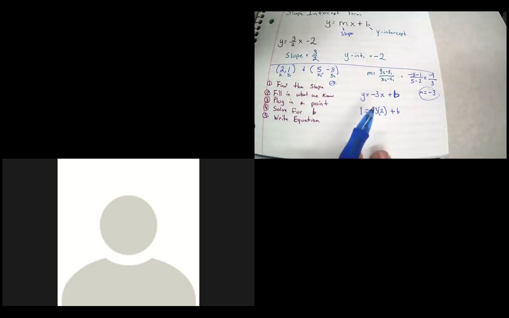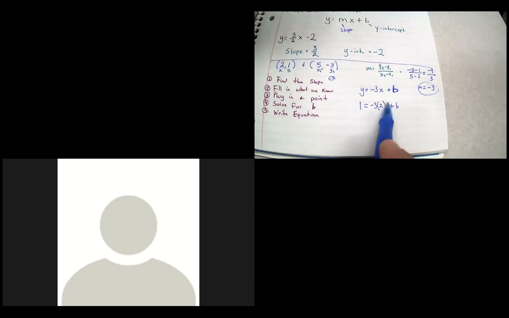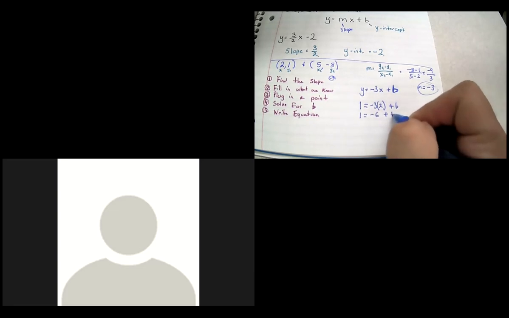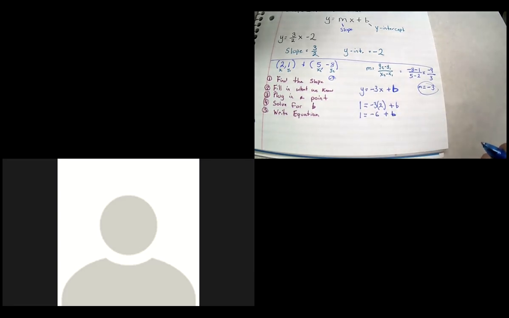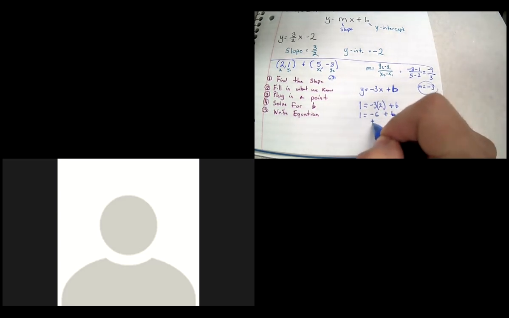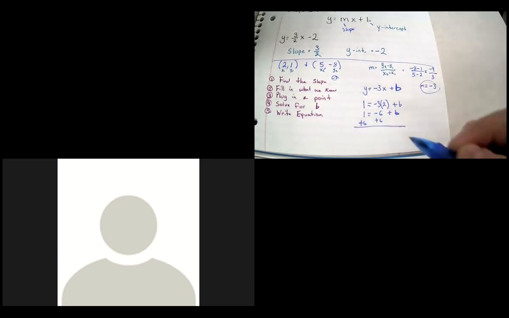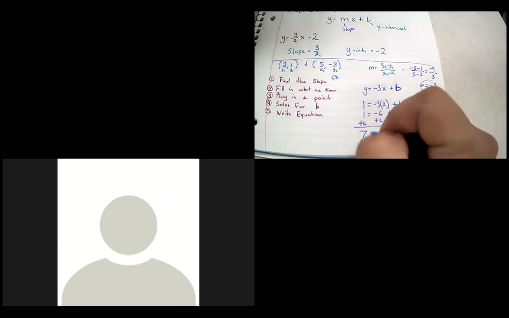Now we're to our fourth step. We're going to solve for b. So we multiply this out. 1 equals -3 times 2, which is -6, plus b. Well, we got a negative number anyways, but it's okay. Now we're solving for b, so I'm going to add 6 to both sides. 1 plus 6 is 7 equals, those go away, b. Our b value is 7.